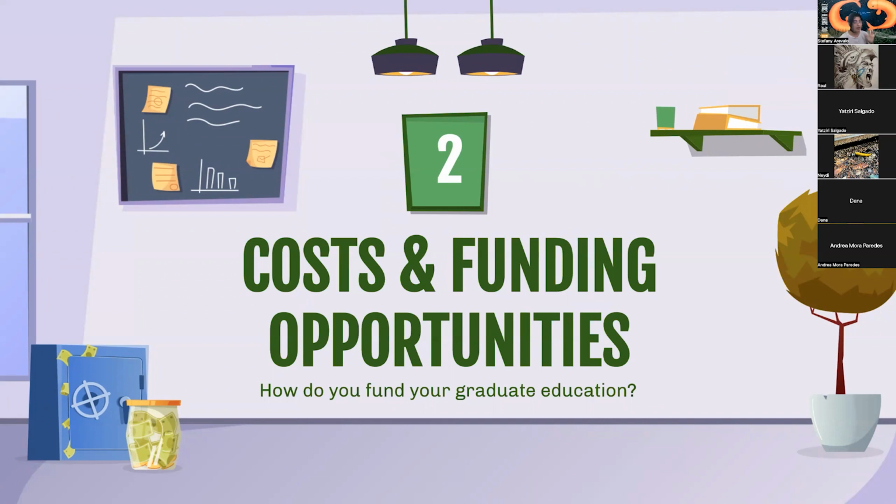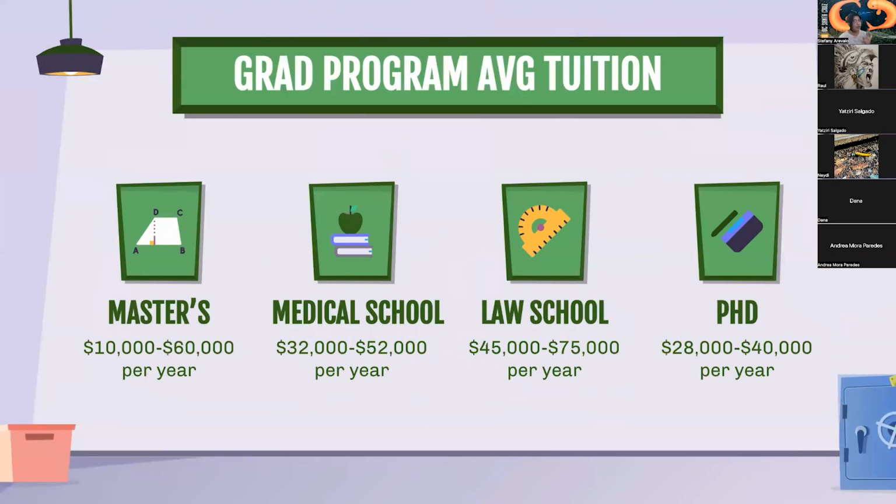But the next part, and the part that I know a lot of people are curious about, is, okay, what is the cost like and what are funding opportunities? All right, so here are a couple average estimates of what tuition costs for grad school, and it honestly really depends on what type of degree you're getting and what field you're in, right? So if you can see here, for a master's, it's a bit cheaper because it's usually 2 years, or 1 year, it's a lot shorter. So that's why it's so much cheaper, because of the short time frame.